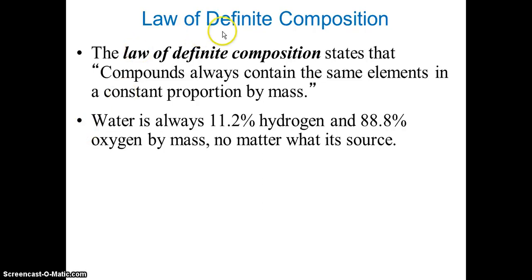In this law of definite composition, a compound always contains the same elements in a constant proportion by mass. For example, water is always 11.2% hydrogen and 88.8% oxygen by mass, no matter what its source. So the composition of elements in the compound remains constant. Proportions by mass remain constant.